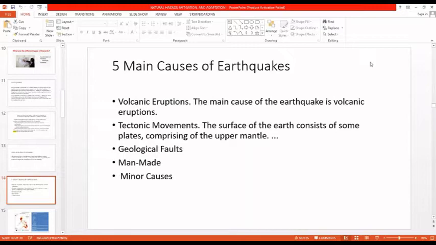Third, we have the geological faults. It is known as the displacement of plates of the original plane. The plane can be horizontal or vertical.